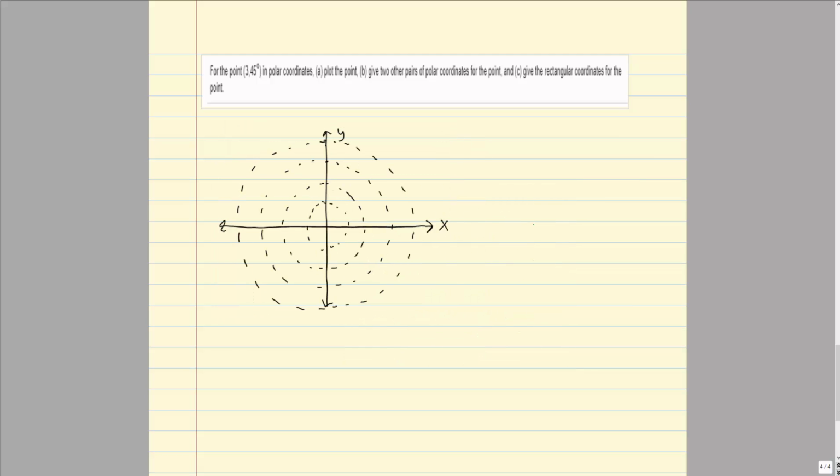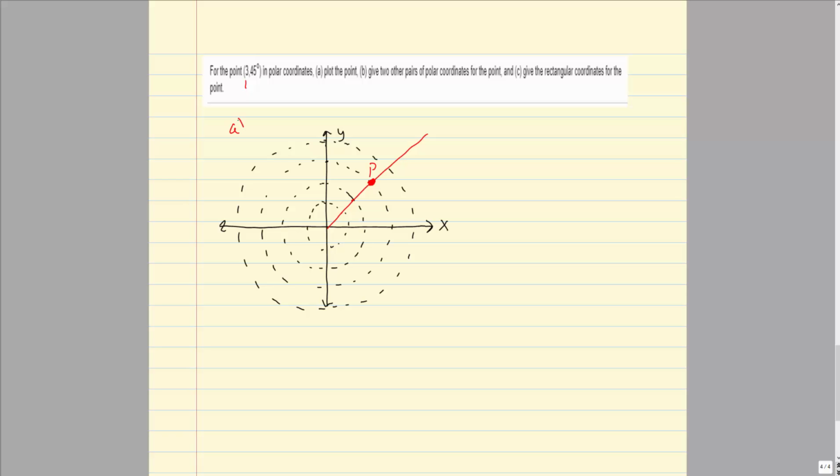So the first thing we're going to do is graph. I go out 45 degrees. This is called my pole. The x-axis is the pole, and I go out 45 degrees. From there, it bisects quadrant 1, and I go out with a radius of 3. So 1, 2, 3, and there's my point. That is the point that I'm looking at, and I'll call it P.